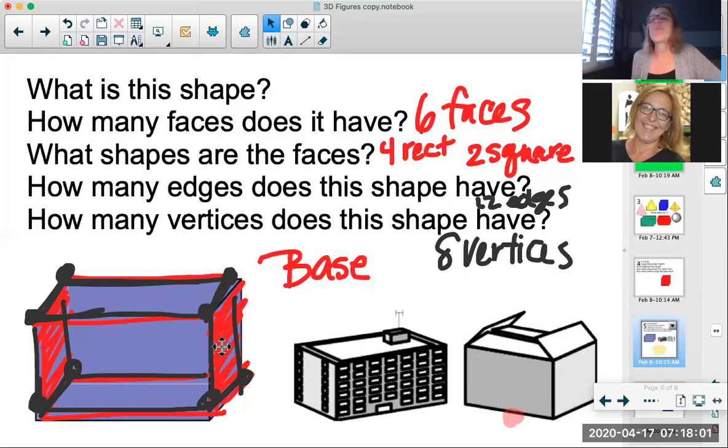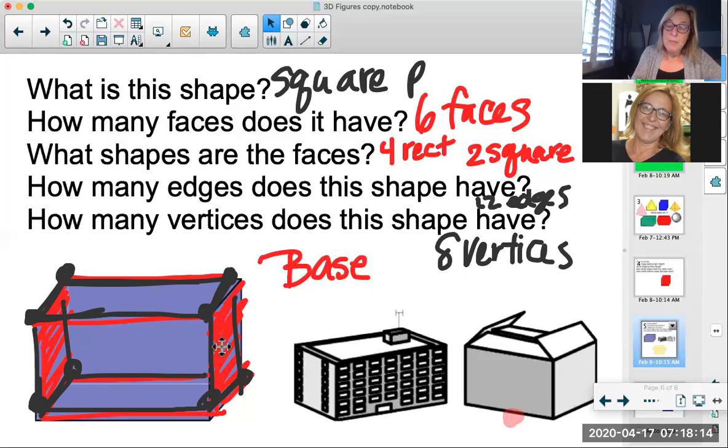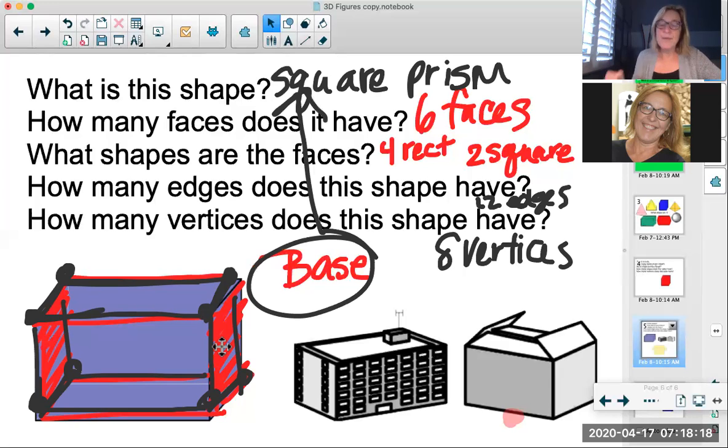Okay, so when we have rectangle faces on the faces that are not the base, we call that a prism. So this is called a square prism because the base shape is a square and the other faces are rectangles. That's why it's called a square prism.